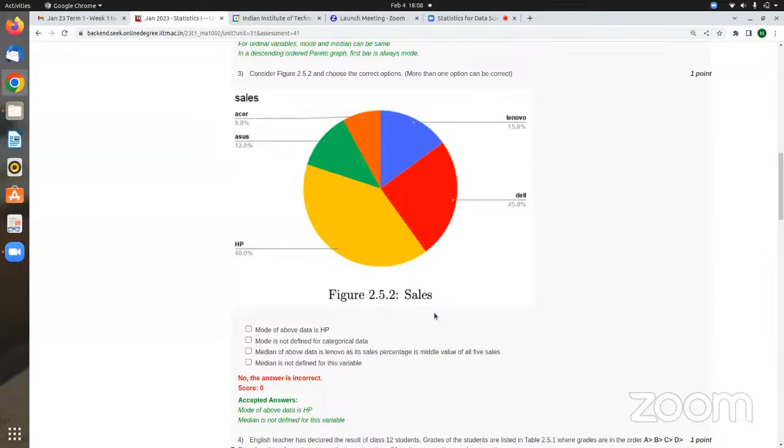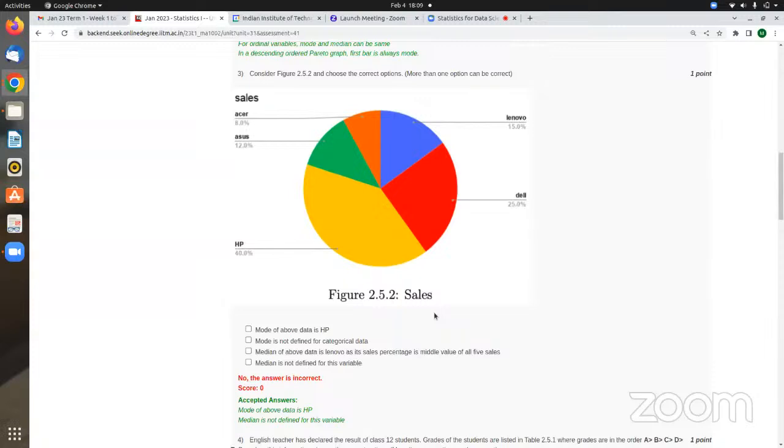One category will be, let's say, the brand of the laptop. Those brands will be Acer, Asus, Lenovo, HP, and Dell, and I'll write their corresponding frequencies in terms of percentages, which are 8%, 12%, 15%, 25%, and 40%. So when will you define the mode? First of all, what is mode? The most frequent value.